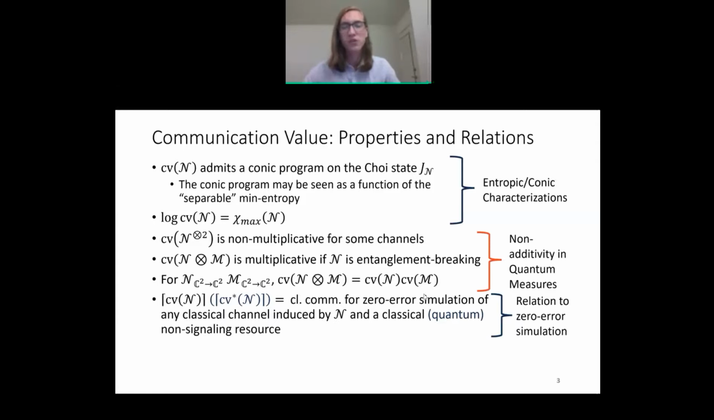And then we can also show operationally that it has something to do with classical communication for zero error simulation of any classical channel induced by the quantum channel, either in terms of using a classical non-signaling resource or a quantum non-signaling resource. So we can see that it has a lot of properties that are interesting. So let's just jump into it.